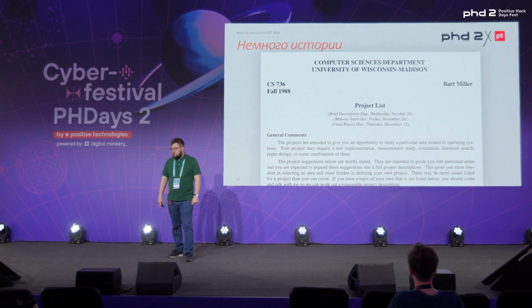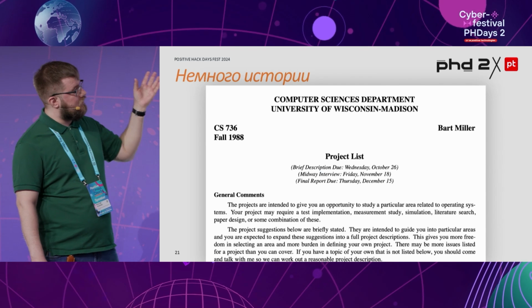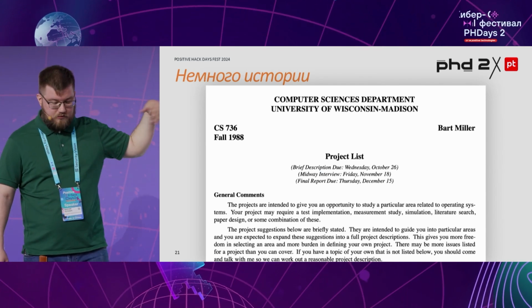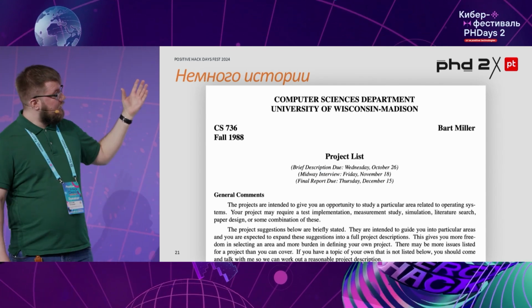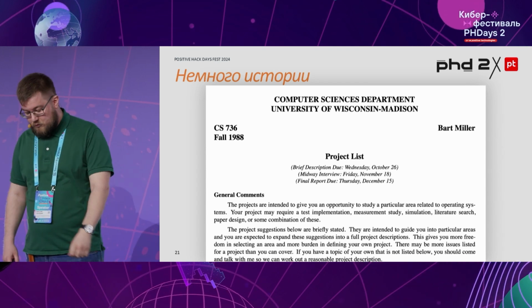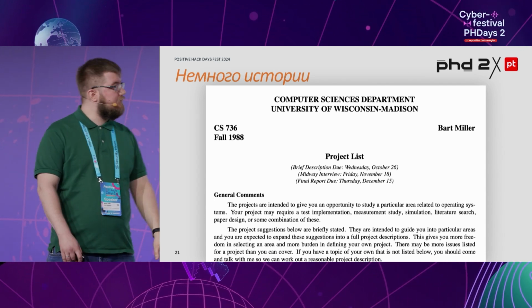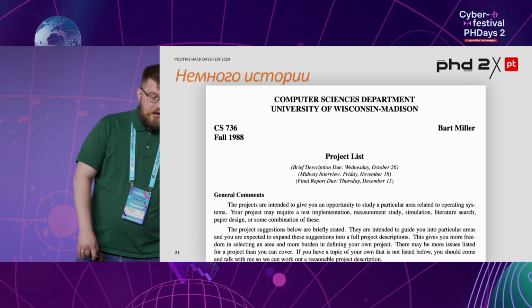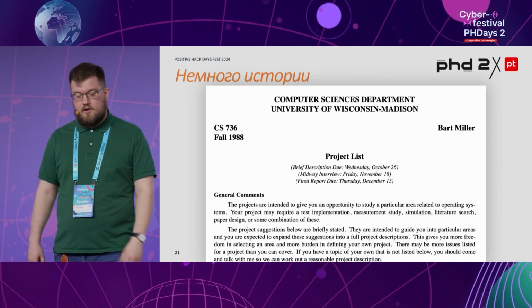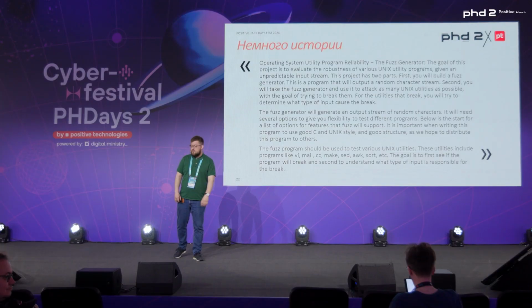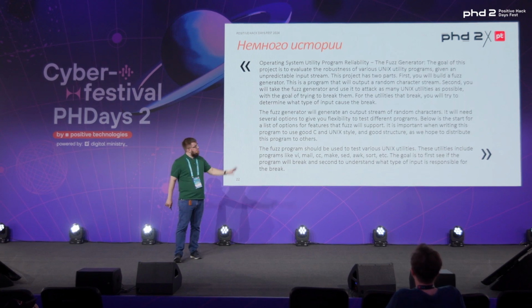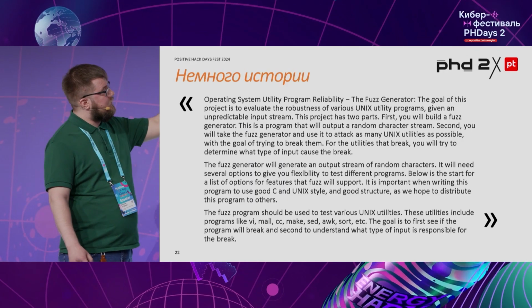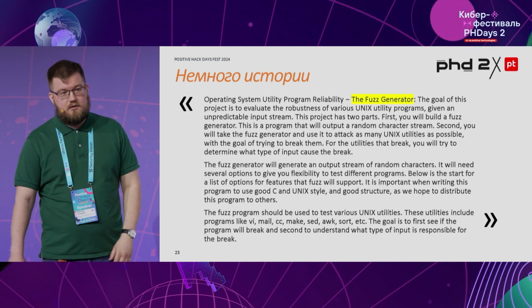To go back to Bart Miller and why I think his example is a better illustration of fuzzing: in 1988, he was a professor at a university, and he offered several themes to his students for annual work. One of such themes was a fuzz generator. You don't need to read everything, you can find the whole text later, but let me highlight the words that I'm interested in here.